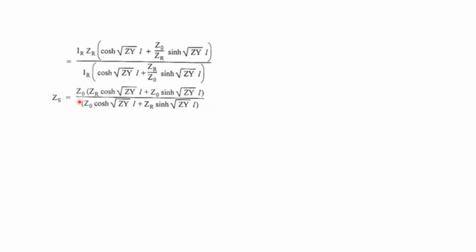So Zs is equal to Z0 into Zr cosh root ZY into L plus Z0 sinh root ZY into L, divided by Z0 cosh root ZY into L plus Zr sinh root ZY into L. This is the input impedance of your transmission line.